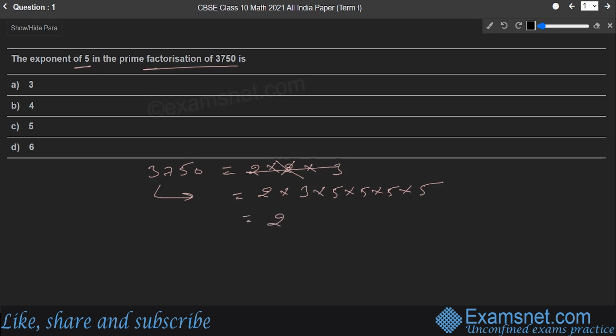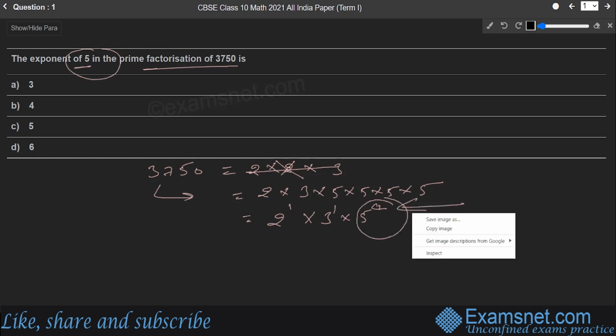So we can write this as 2 to the power 1 into 3 to the power 1 into 5 to the power 4. This is how we can write it, and we can see that the exponent of 5 in the prime factorization is 4. So the right answer for this question is option B, 4.